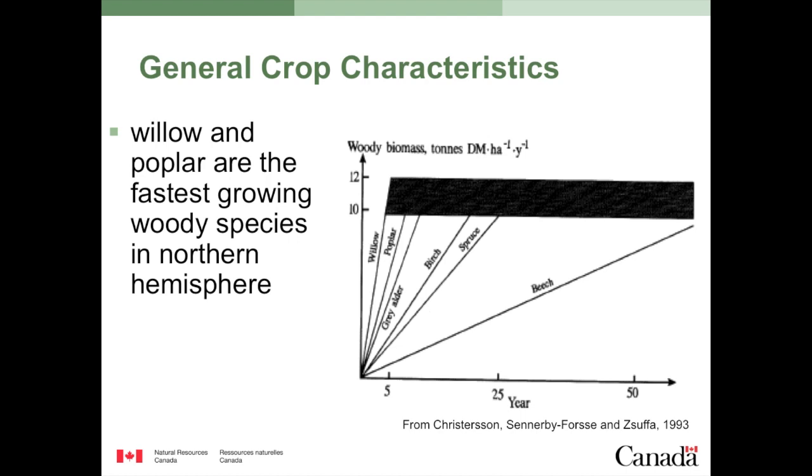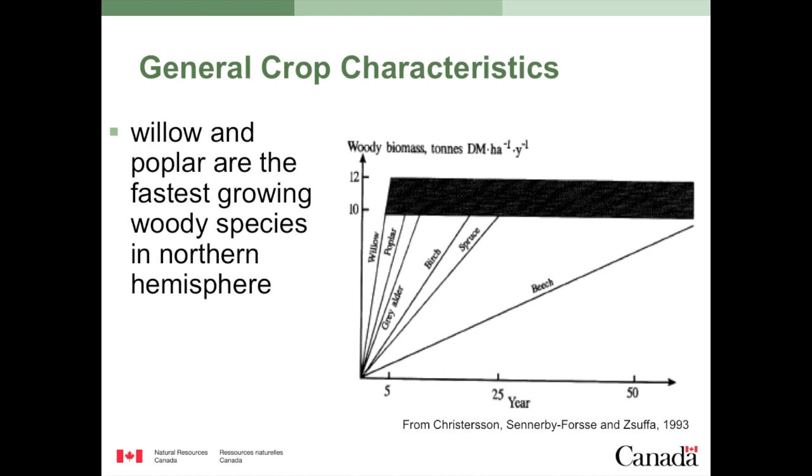So generally, crop characteristics, well, you have to decide whether you're going to grow willow or poplar. We've been working with both because they are the fastest growing woody species in the Northern Hemisphere. This was an international study that was done back in '93, and you can see that willow and poplar rank 1 and 2 for production rates, followed by alder, birch, spruce, and beech. So willow or poplar, they're so close, it's really a matter of choice.